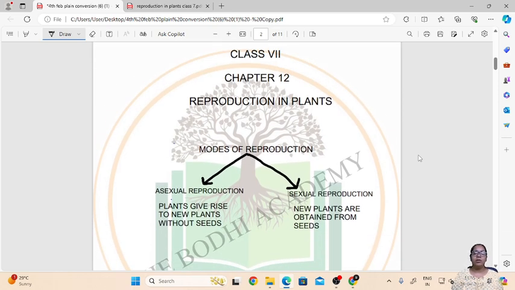So, reproduction in plants takes place in two modes. The modes of reproduction in plants are sexual reproduction and asexual reproduction. So, in asexual reproduction, plants give rise to new plants without seeds. So, asexual reproduction does not involve formation of seeds, whereas in sexual reproduction, new plants are obtained from seeds.